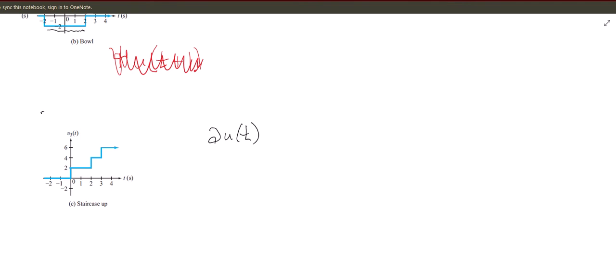And then the next change happens at 2, so we're going to say plus, and at 2 it goes up by another 2, so I'll have plus 2u of t. And where does this happen? It happens at a positive 2, so this will be t minus 2. And then my next change happens at 3. And what happens at 3? It goes up by another 2, so that'll be plus 2u of t, and it happened at positive 3, so t minus 3.